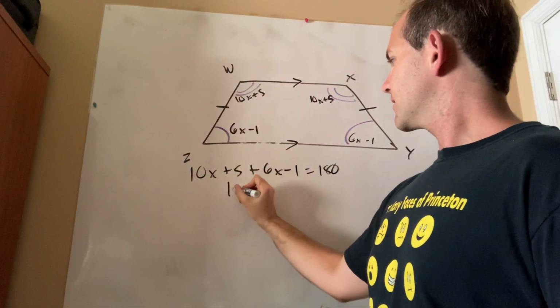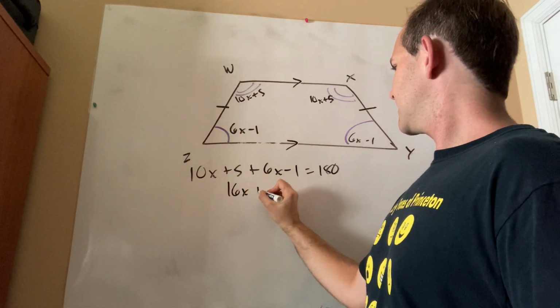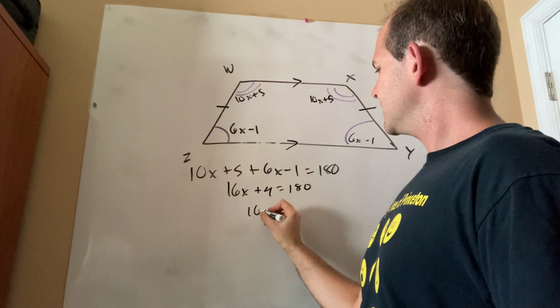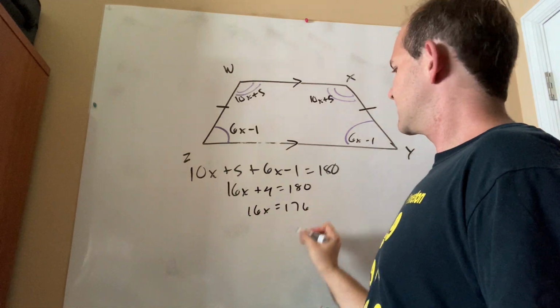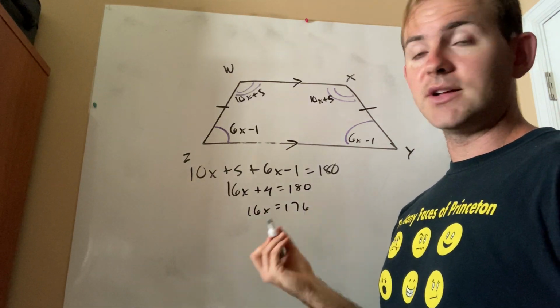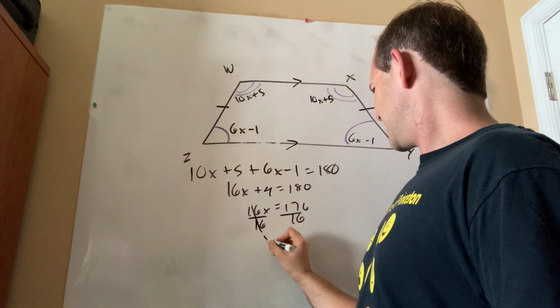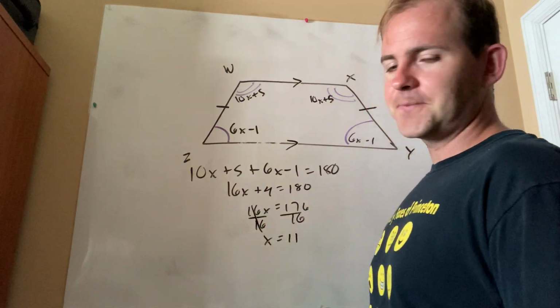Let's combine some like terms. So I get 16x plus 4, right? So subtract 4 from both sides, and I get 16x equals 176. How do I get rid of a multiplied 16? Divide both sides by 16. And I think it's actually 11, if memory serves me right.